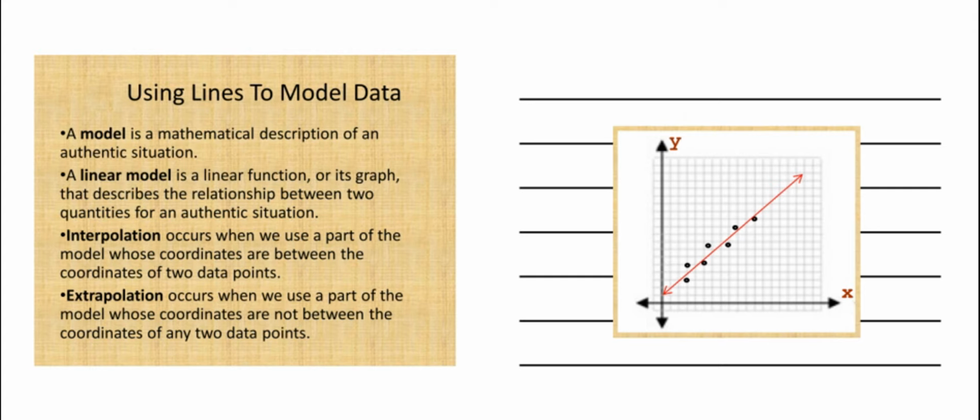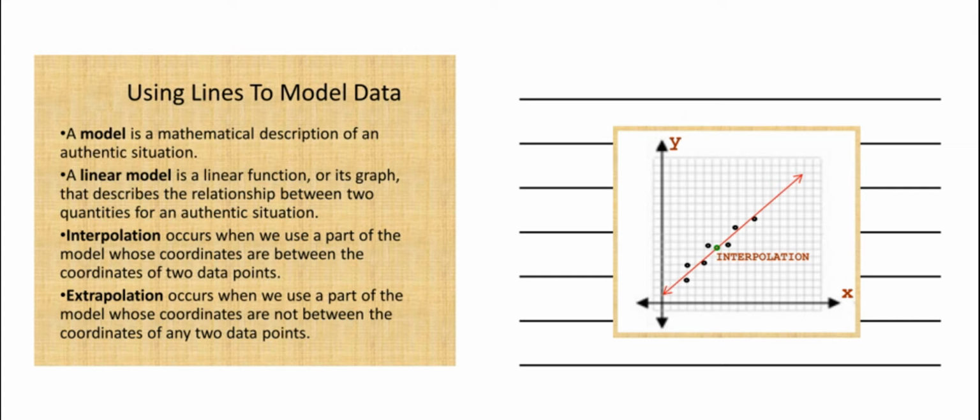Let's see. We also have interpolation. Interpolation occurs when we use a part of a model whose coordinates are between coordinates of the data points. Okay. Typically, it's between two data points. So it has to be somewhere between data that's already known. Let's say, in this case, interpolation. Green dot there that we placed. It's in between data points, so we know data above it, data below it, so we call it interpolation.